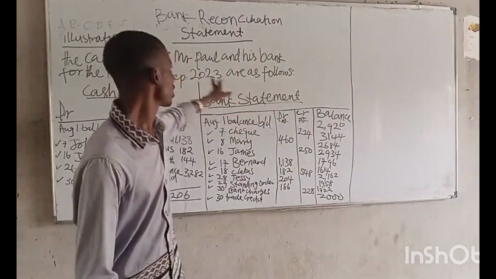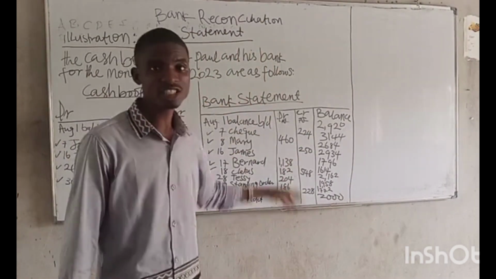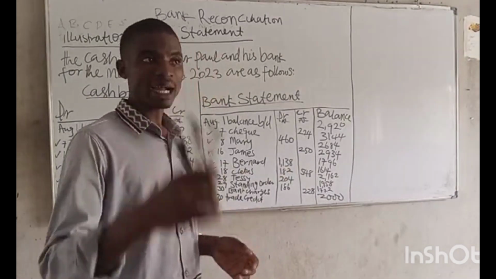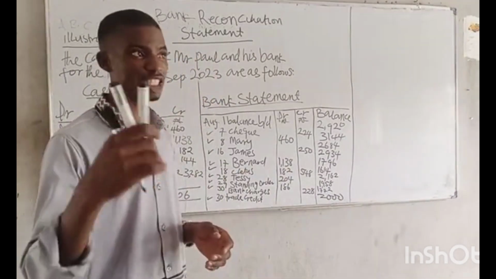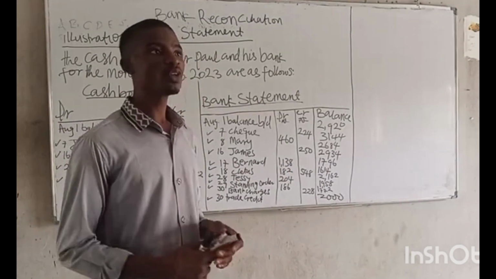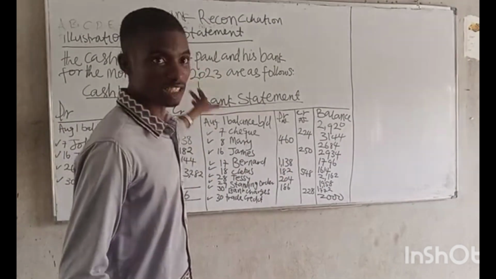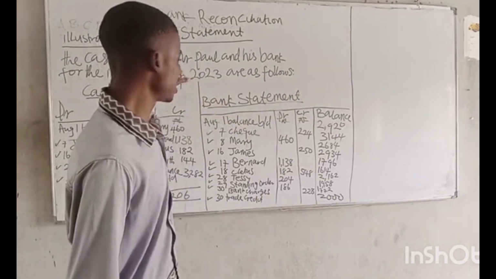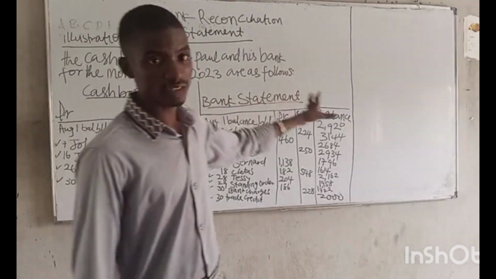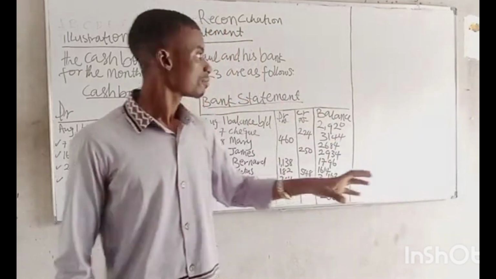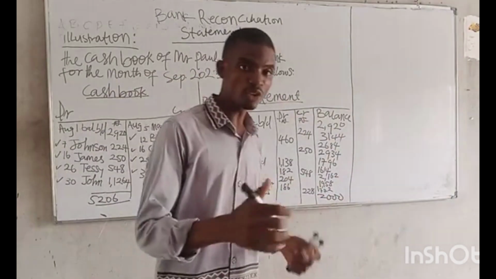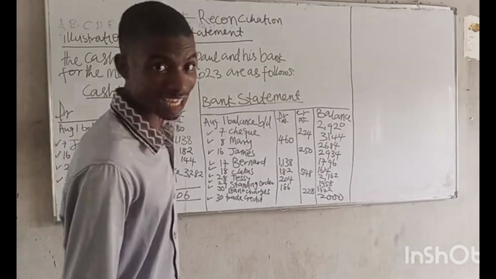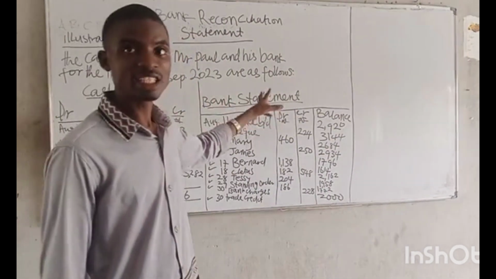But here on the screen, we want to look at a case whereby the examiner will give you the bank statement as well as the cash book and require you to prepare a bank reconciliation statement using both. In a case like this, the approach is very simple. There are about 4 steps that you are going to follow in order to prepare a bank reconciliation statement using the cash book and the bank statement.